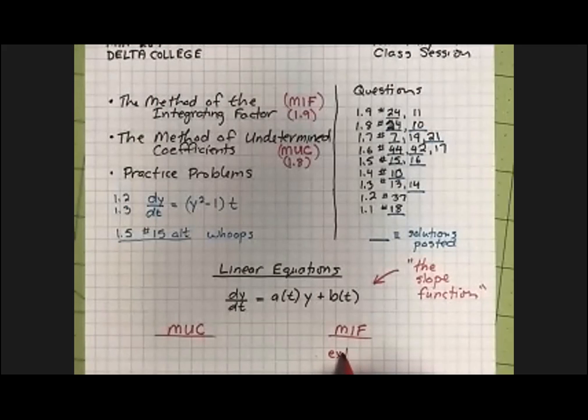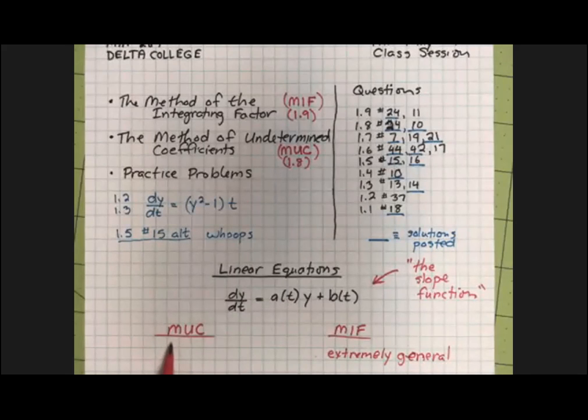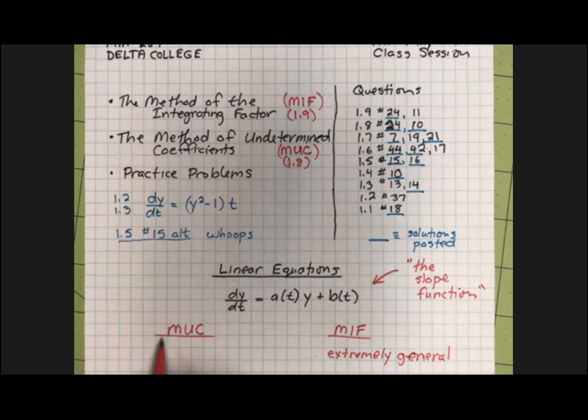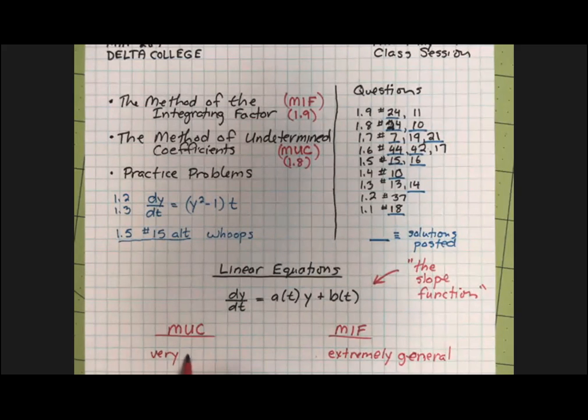The method of the integrating factor is extremely general on first order problems. That means it'll do more of these problems than the method of undetermined coefficients will. Now let's score a point for the method of undetermined coefficients. When you can use it, it is very fast. It is very quick, and maybe a little bit less error prone than the method of the integrating factor.